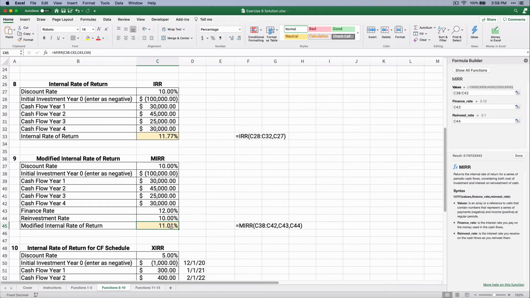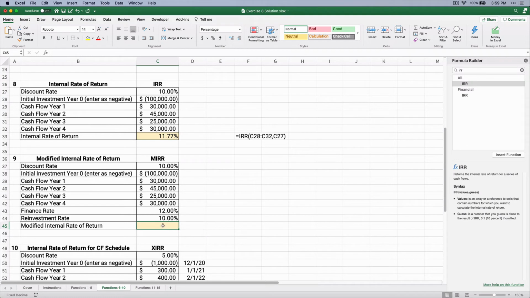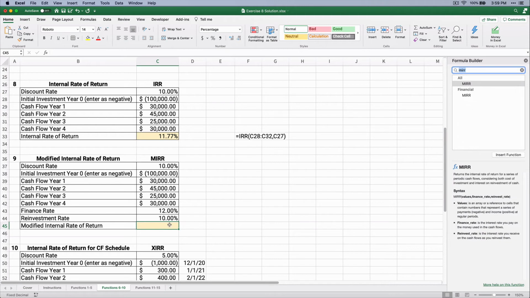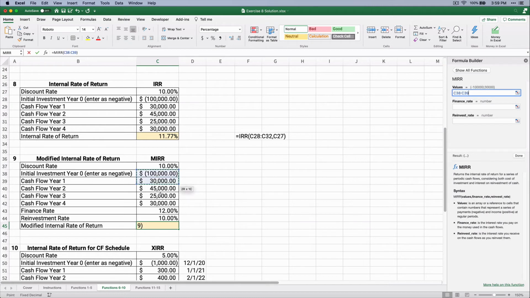So here's how the modified internal rate of return is a little more sophisticated. So it's MIRR. So what we have is our values are going to be all these values. Our finance rate is 12%. Finance rate is the interest rate you pay on the money used in the cash flows. The reinvestment rate is what you take when you receive cash flows. How can you reinvest them? We can only get a 10% return here. And so therefore we're going to point to the 10% and hit done. We've got an 11% return.